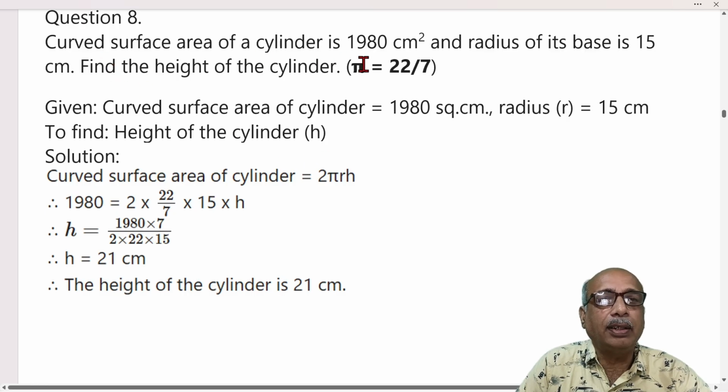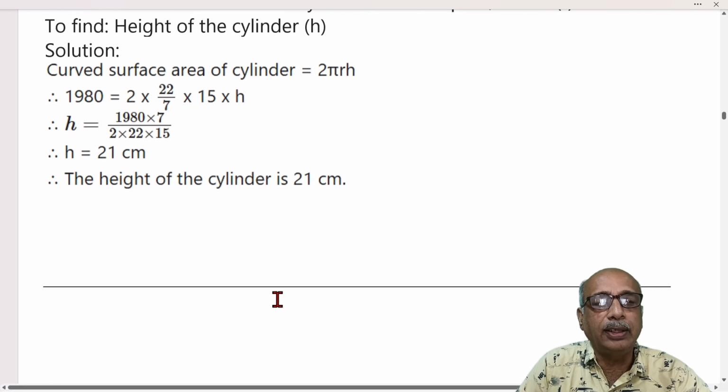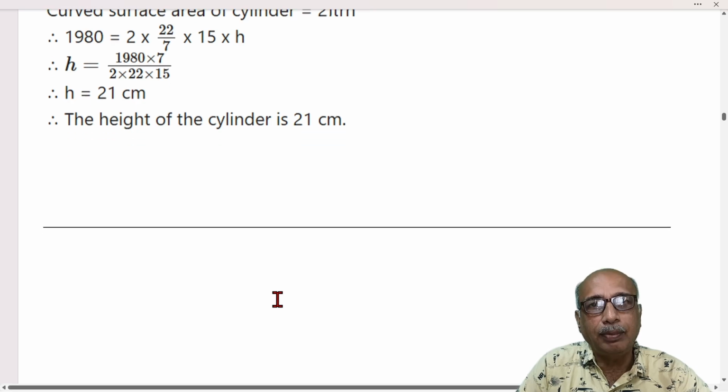Next, question 8. Curved surface area of cylinder is 1980 centimeter square and radius of its base is 15 centimeter. Find the height of the cylinder. Here the value of pi is given as 22/7, so we'll take 22/7 only. Curved surface area of cylinder equals 2 pi RH. Substituting the values, you can calculate H equals 21. Therefore, the height of the cylinder is 21 centimeter.